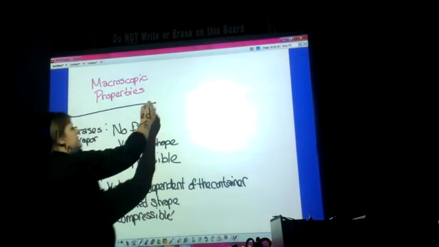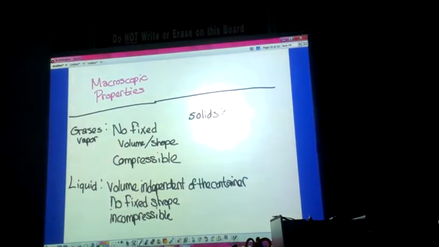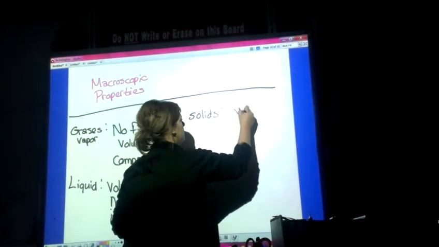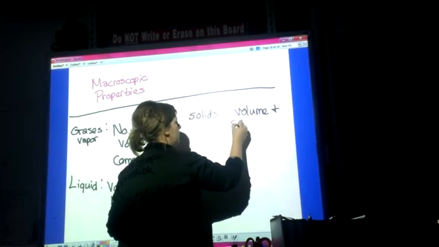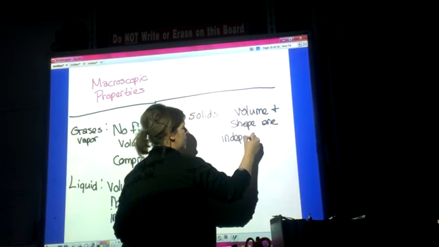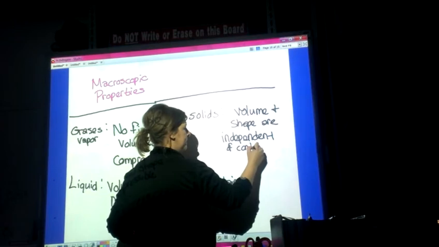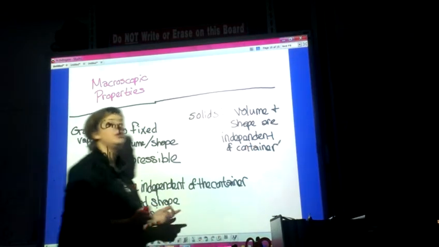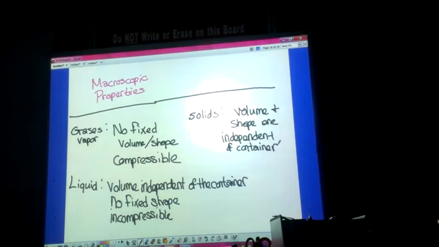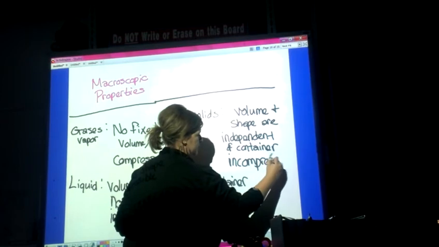Okay, let's go to solids. In terms of the solid, we know that volume and shape are independent of the container. Volume and shape are independent of container. So they have definite volume, they have definite shape. Independent of container. And are solids compressible or incompressible? Of course, they are incompressible. Ultimately, they will break due to stressors.